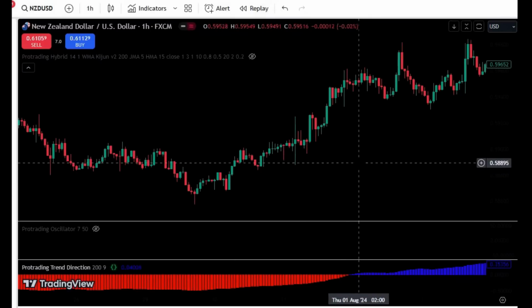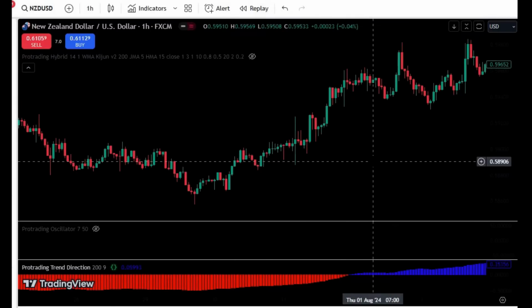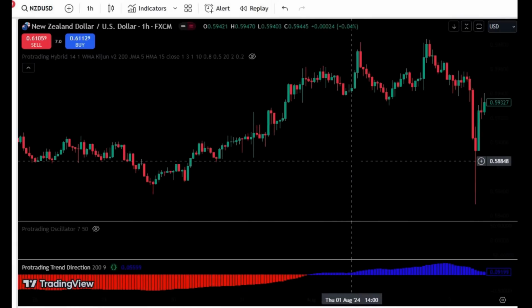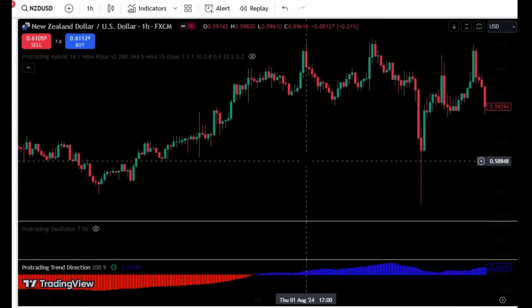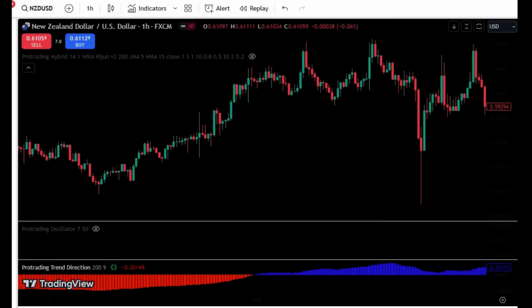So without wasting much time, let's dive in. The Pro Trading Trend Direction indicator is a powerful tool designed to help every trader of every category, whether you are a beginner or a professional trader, to spot a good trend, and also to know when there is a reversal in the market.